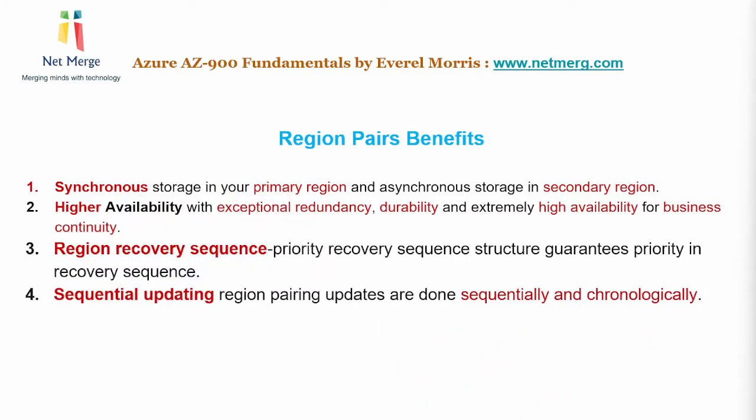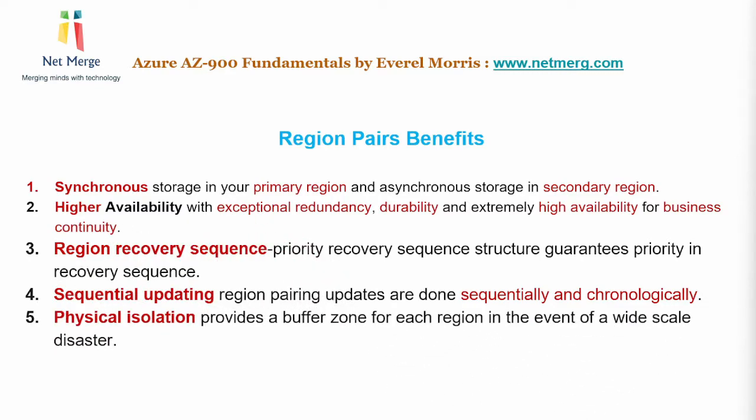The next benefit is sequential updating. Region pairing updates are done sequentially and chronologically. I'm not going to confuse it with this one at the moment because we're going to talk about sequential updating and chronological pairing when we talk about update domains and fault domains further down. So at least you just need to remember that there's sequential updating that you will get from region pairing as a benefit. The next benefit is physical isolation.